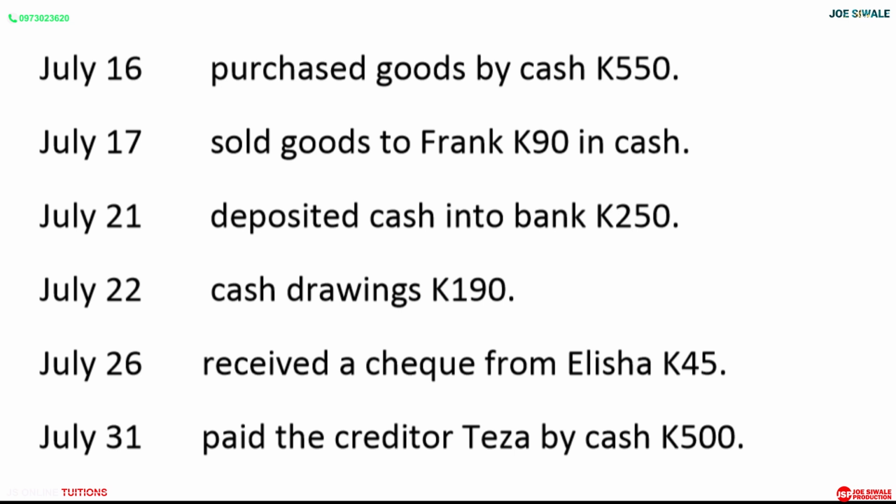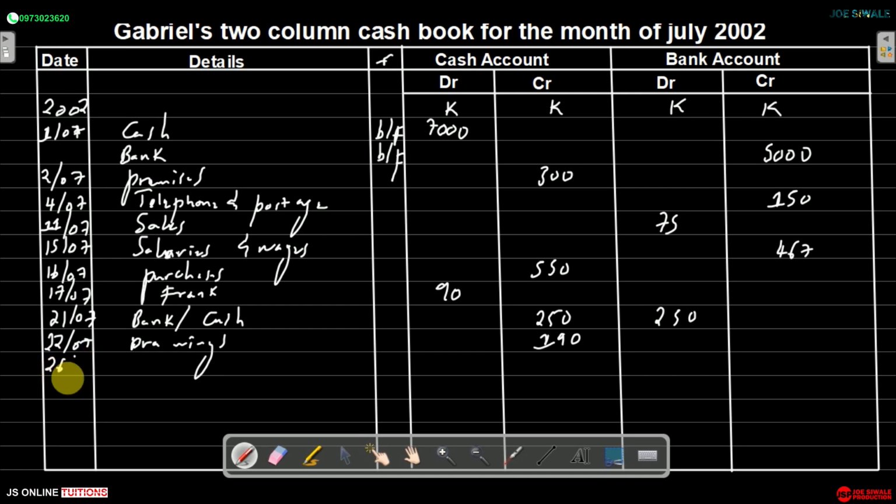So this type of transaction is bringing money into the business, and that means that we are going to debit the bank account. So 26th of July, in our details, we're going to say Elisha. We're going to debit that amount, which is 45.